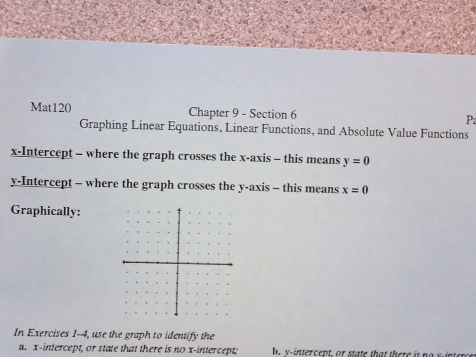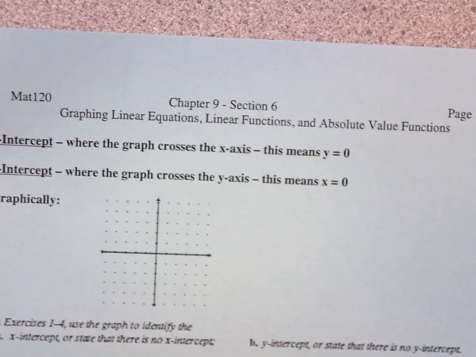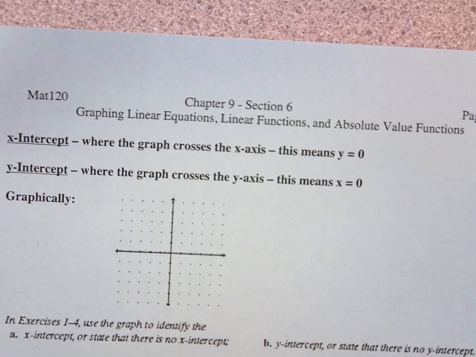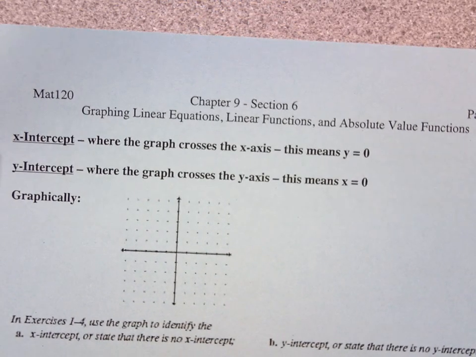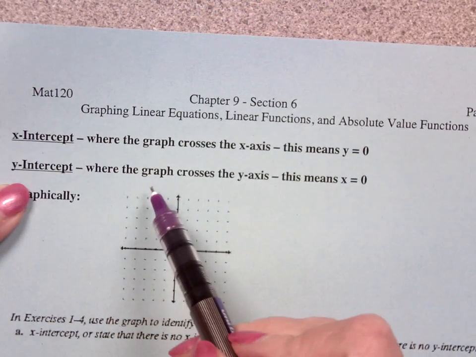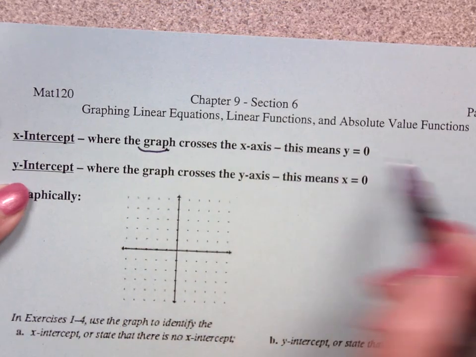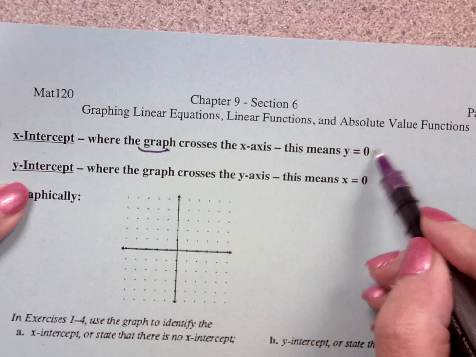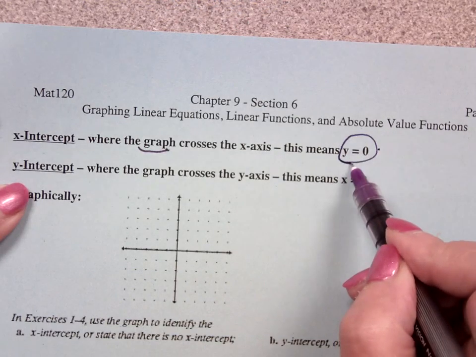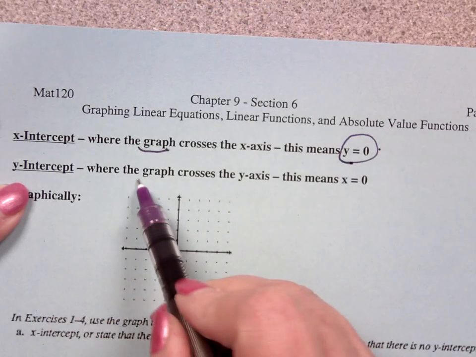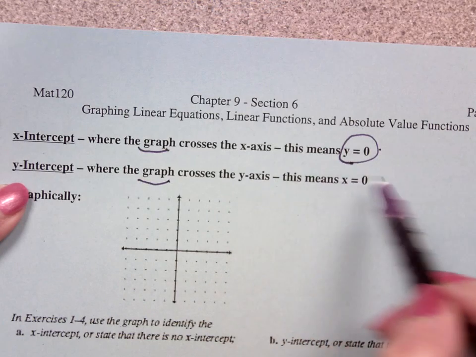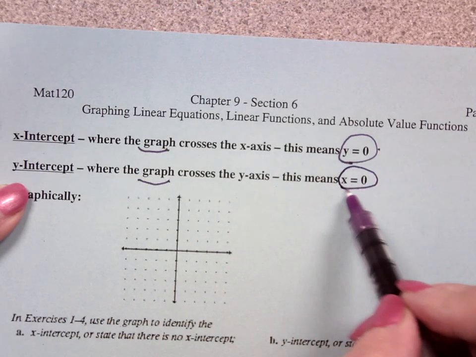Now, in terms of dealing with x and y intercepts, the x-intercept is where the graph itself crosses the x-axis, and that means that y is 0. And the y-intercept is where the graph itself crosses the y-axis. That means x is 0.